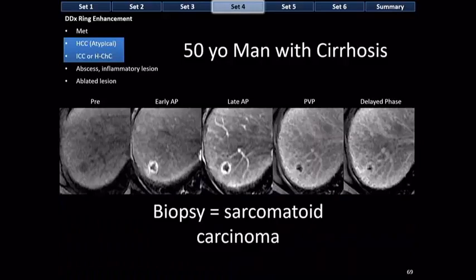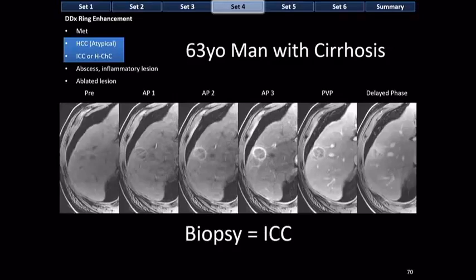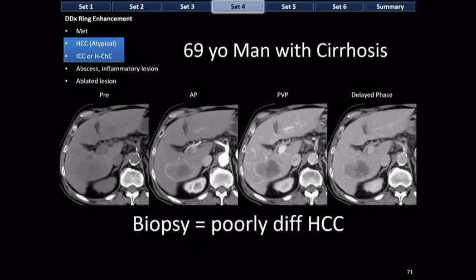So here's another example of a ring-enhancing lesion in segment 7 of the liver. We recommended biopsy, not because we had any doubt that this was cancer. We knew this was cancer. We just didn't know what kind of cancer it was. And so this ended up being a sarcomatoid carcinoma. Same situation over here. We see a ring-enhancing lesion over the liver. Look at arterial phase number 3, which is the 4th image from your left. Nice example of a ring-enhancing lesion. In the setting of cirrhosis, we know this is cancer. We don't know what kind of cancer it is. We recommended biopsy. This was a cholangiocarcinoma.